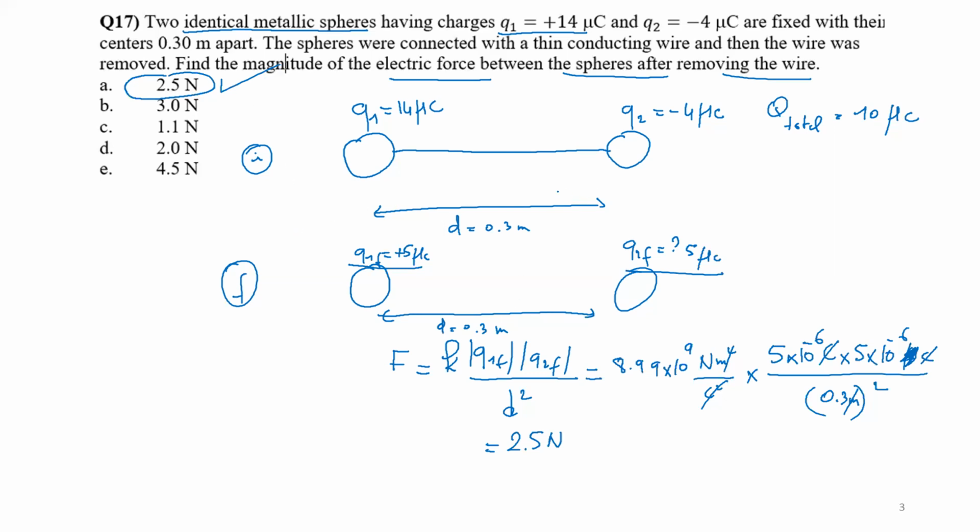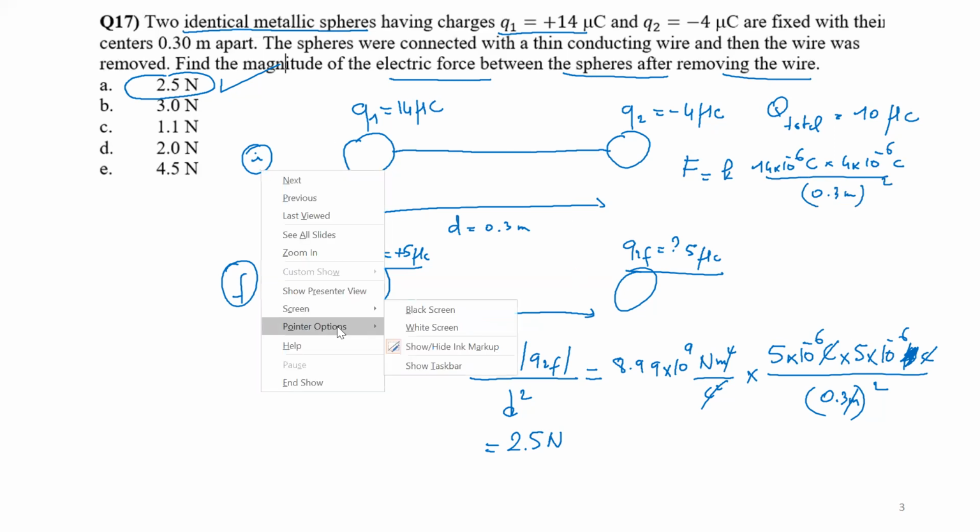I can ask you also, what was the electrostatic force before I connect them with a wire? You can calculate it easily. The electrostatic force before will be just F equals K, Q1 initial, which is 14 microcoulomb, 10 to the power minus 6 coulomb, times Q2 initial, and I'm looking at magnitude, right? So taking the absolute value, 10 to the power minus 6 coulomb, divided by distance squared. And you can calculate it.